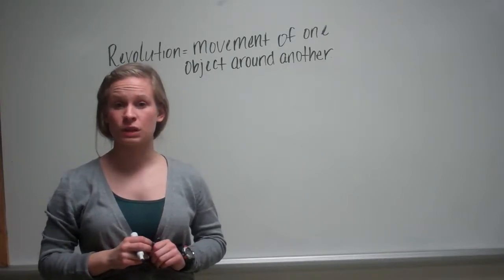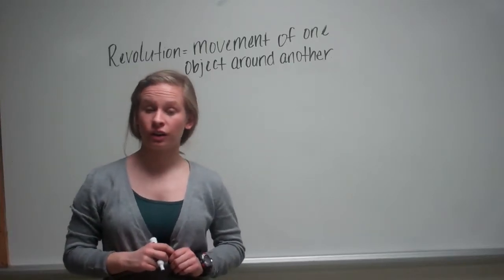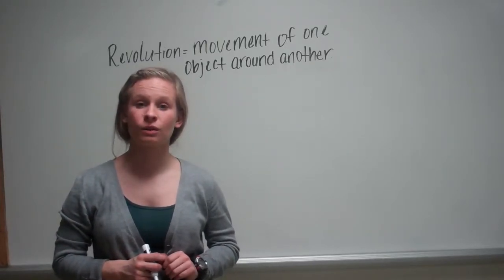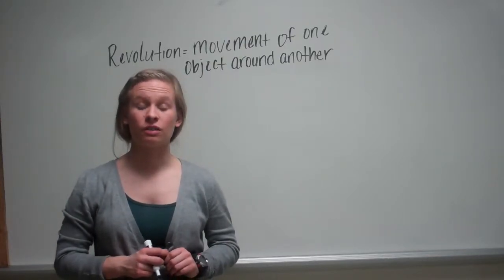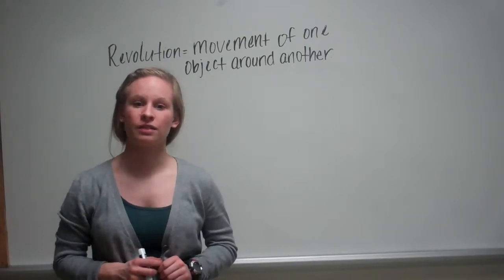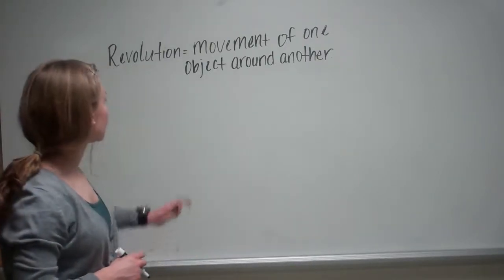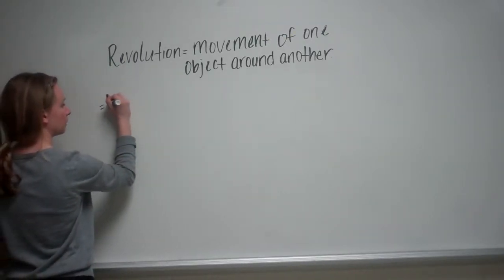And the object that is doing the moving is the object that is smaller. So in the case of our moon and our Earth, because the moon is smaller, it is going to revolve around the Earth. In the case of the Earth and the sun, because the Earth is smaller than the sun, it is going to revolve around the sun. So how long does it take us to move around the sun? It takes us 365 days.